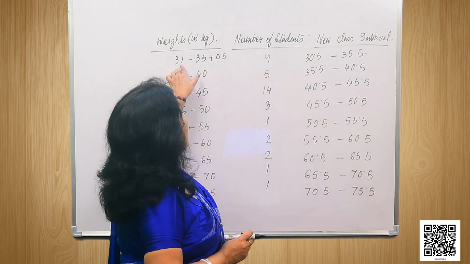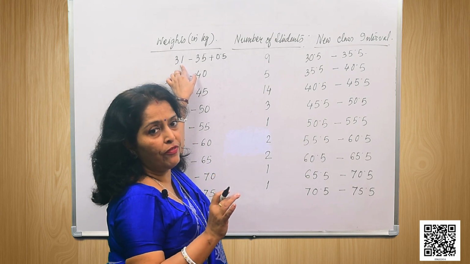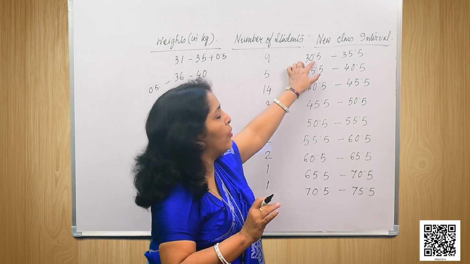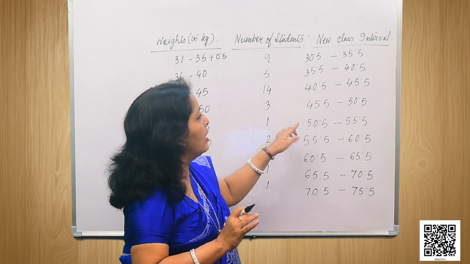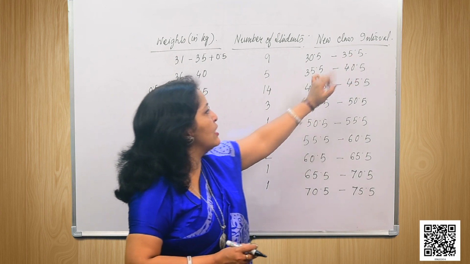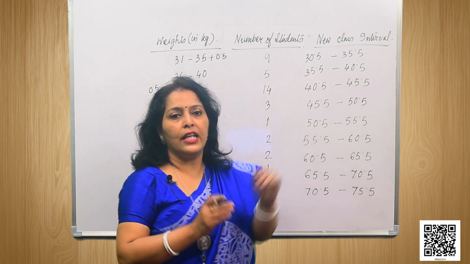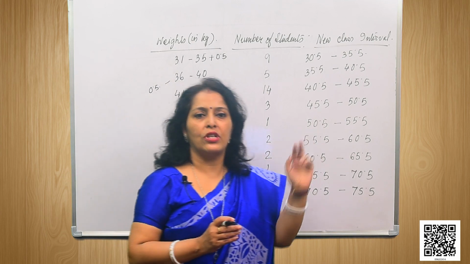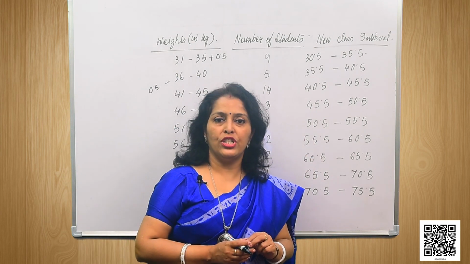Now see, earlier we had the first lower limit 31. So when I subtract 0.5 from there, I get 30.5. Now look at them, they all are connected to each other. So I can say 35.5 up to this limit, now 35.5 to 40.5, and there is no gap between the two classes here. So here we can include the new two children.